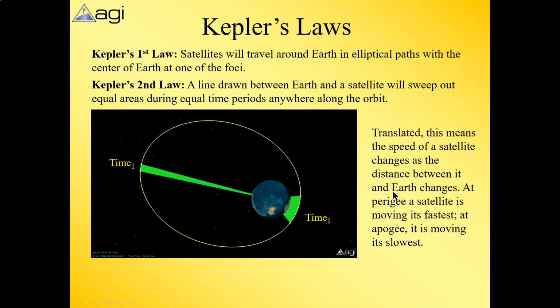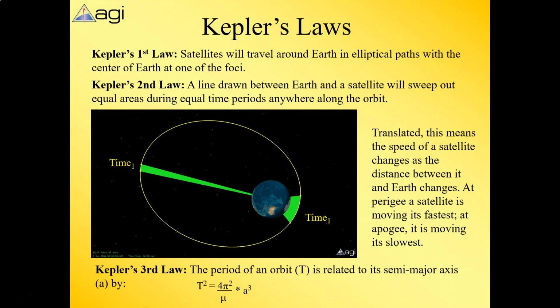This means the speed of a satellite can change as the distance between it and the Earth changes. At perigee, the satellite is going the fastest. At apogee, the satellite is going the slowest. And this brings us back to that time equation that we saw earlier, that period of time. And this is Kepler's third law.